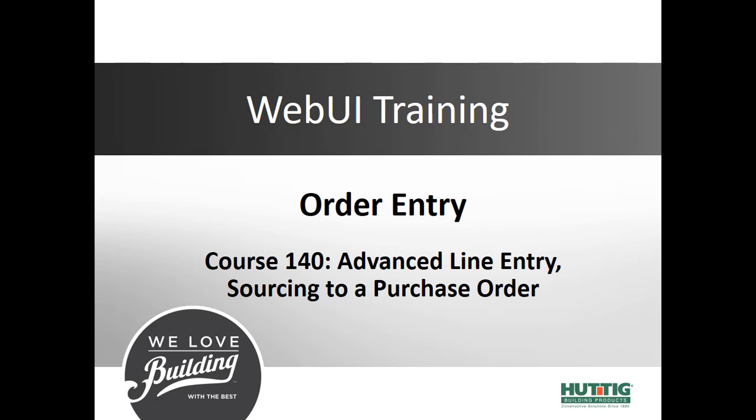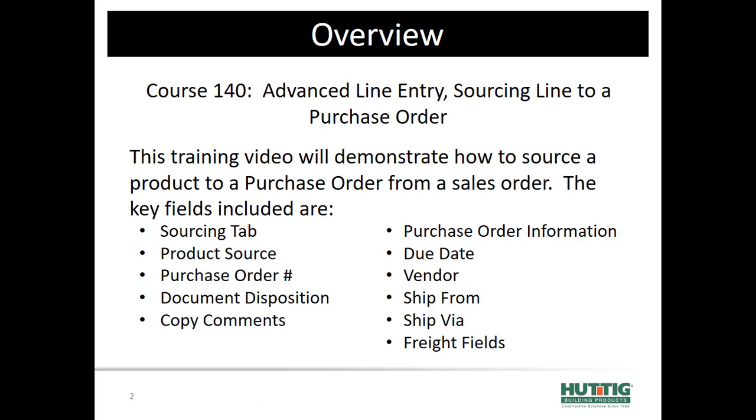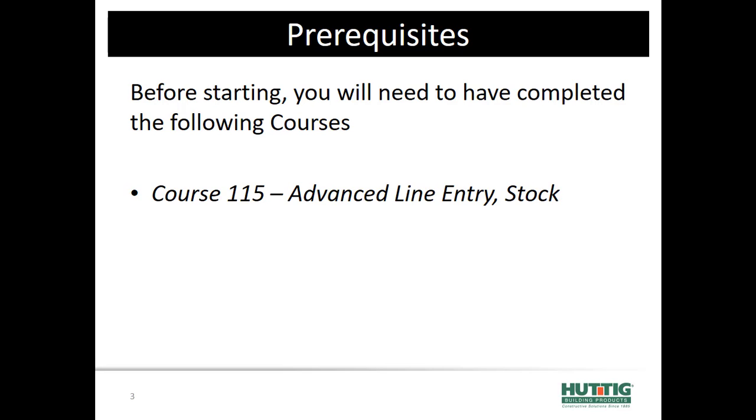Welcome to WebUI Training, Order Entry, Course Number 140, Advanced Line Entry, Sourcing to a Purchase Order. This training video will demonstrate how to source a product to a purchase order from a sales order. The key fields included are Sourcing tab, Product Source, Purchase Order Number, Document Disposition, Copy Comments, Purchase Order Information, Due Date, Vendor, Ship From, Ship Via, and the Freight fields. Before starting, you will need to have completed the following courses.